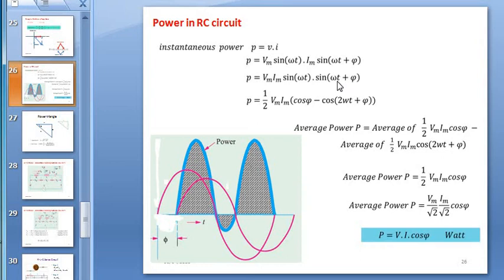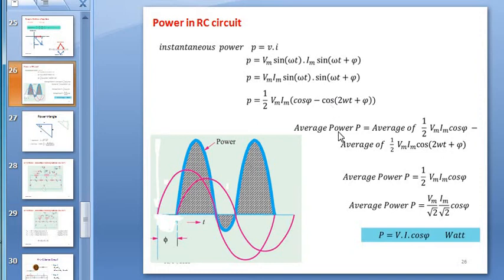Again do the same mathematical calculation. After doing so, what are we getting? There are two components of this power. The first component is a constant component, whereas the second component is a fluctuating component. This fluctuating component has a frequency double the applied frequency. So this will be the equation of instantaneous power. From this equation, you can obtain the average power.